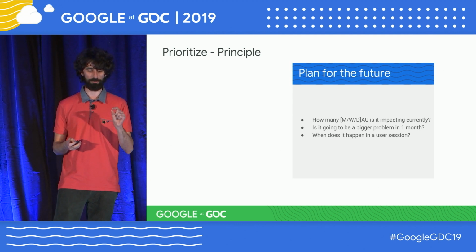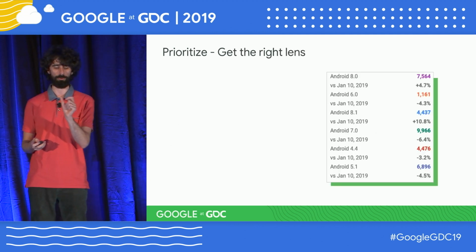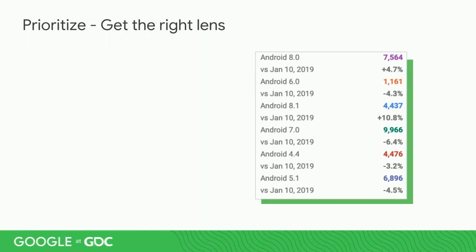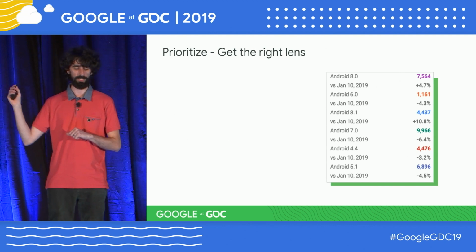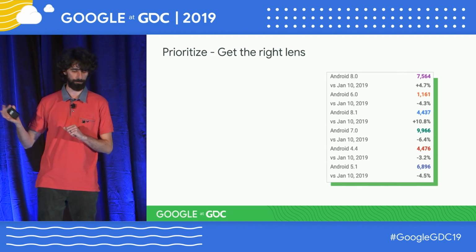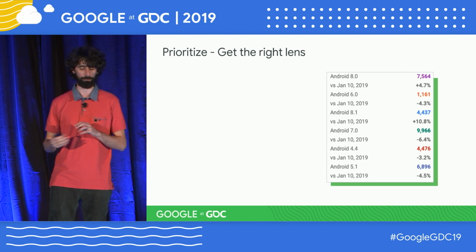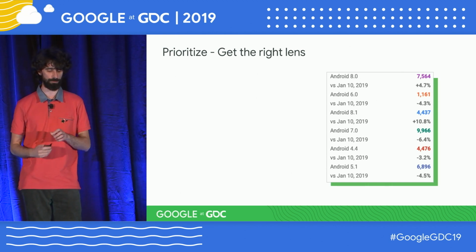So let's see a bit how you can understand better if it's going to grow or decrease for one specific bug, if it's going to occur more or less in a month. If you go in Android Vitals, you have this information for your game right away. That gives you, for each version of Android, how many weekly active users you have. Sorry, in this case, it's monthly active users. And it gives you how it compared to the previous months. So there you can see that 8.0 had 7.5 thousand users, and it increased by 4.7% compared to previous months. And you can see that for each version of Android.